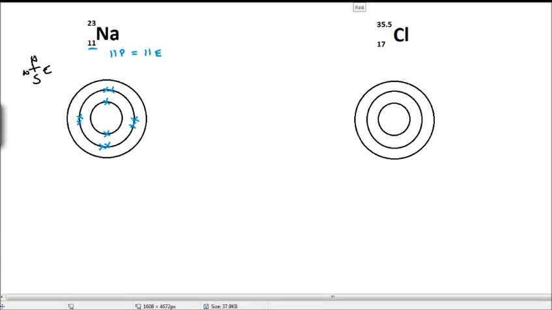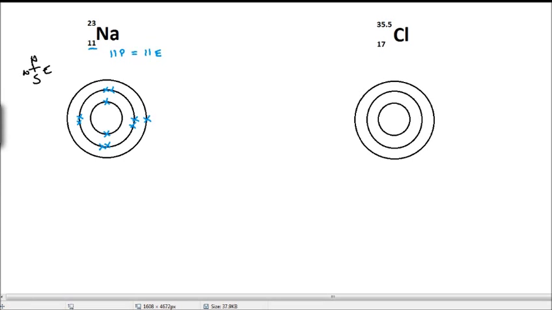Right, I haven't finished that one actually. There's 2, there's 8, so there should be 11 in total, so I need an extra 1, and I'm going to put that here. Okay, so I've got my electron there in the outer shell.